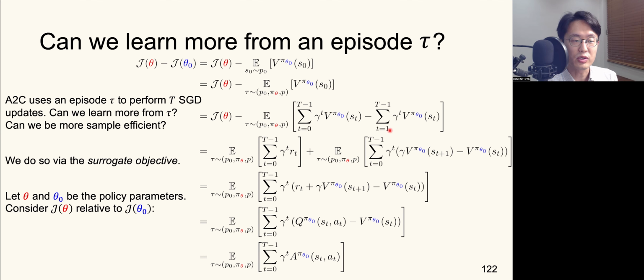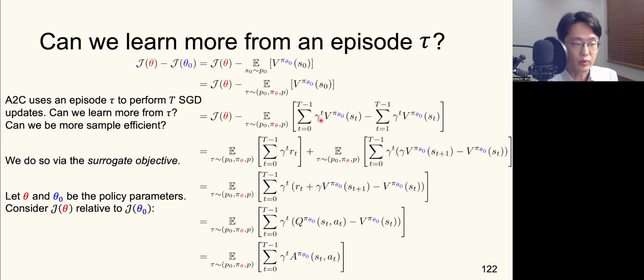And then here, this summation starts at t equals 1. So really, all the terms from t equals 1 to big T minus 1, they all cancel out. The only term that remains is V evaluated at S0. So, okay, we'll see why we did this difference in summation, but the step here is, mechanically speaking, immediately verifiable.